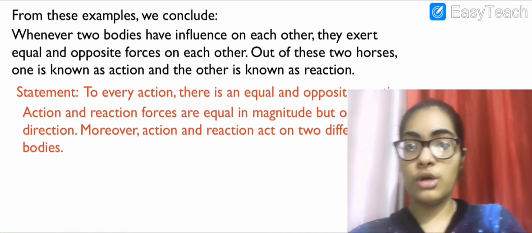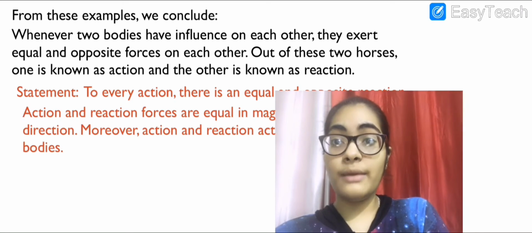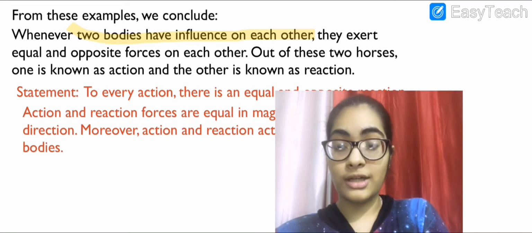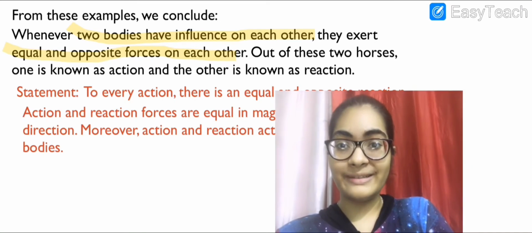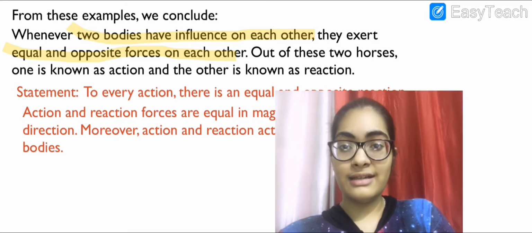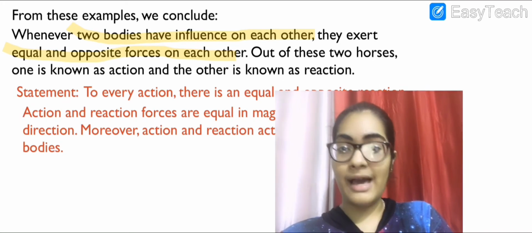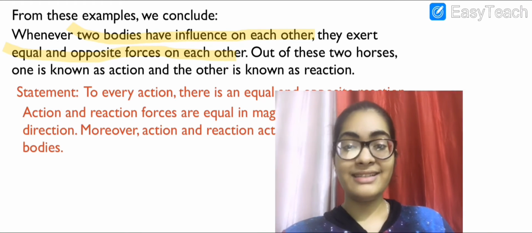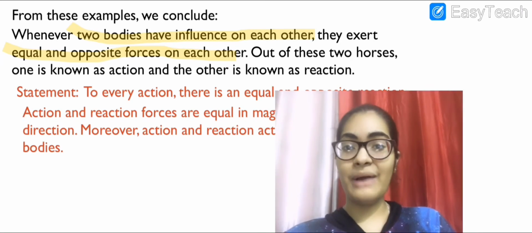What is the conclusion we draw from the observations above? Let's see. Whenever two bodies have influence on each other, they exert equal and opposite forces on each other. What are these forces called? Come on, answer that. First lecture. Yes, these forces are called the balanced forces. Balanced forces, will the position change? No. Why? Equal forces acting in opposite direction will cancel out each other, right?